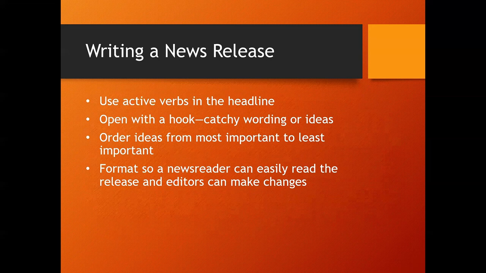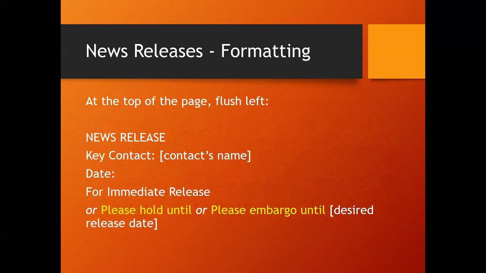So we want to format it so a news reader can easily read the release and so editors can easily make changes. Now, if you are formatting a news release, at the top of the page, flush left, you're going to have the words in all caps, news release, key contact, the contact's name, a date, and typically after that, you're going to have something that either says for immediate release or please hold until X.